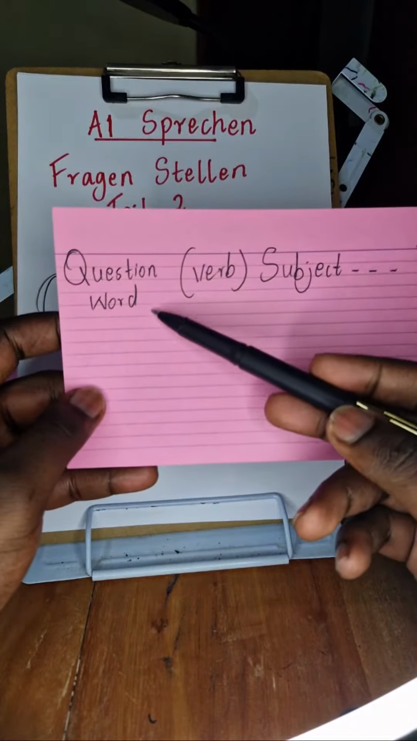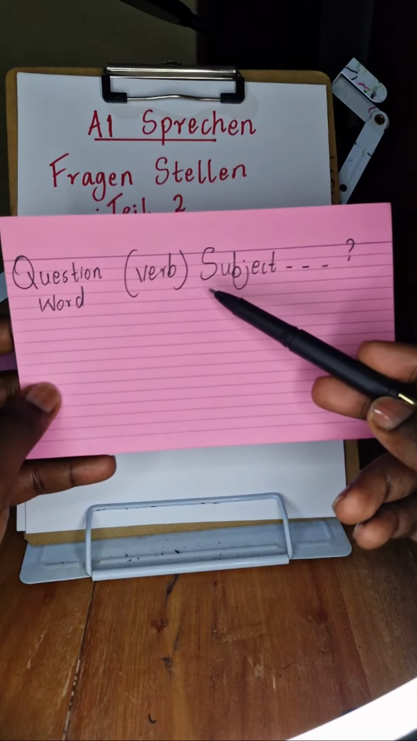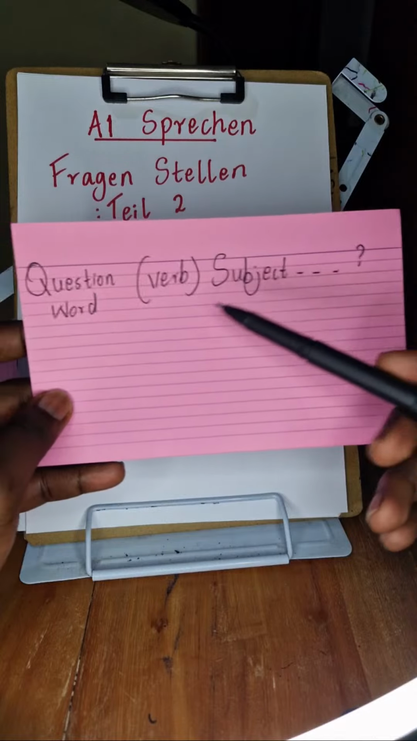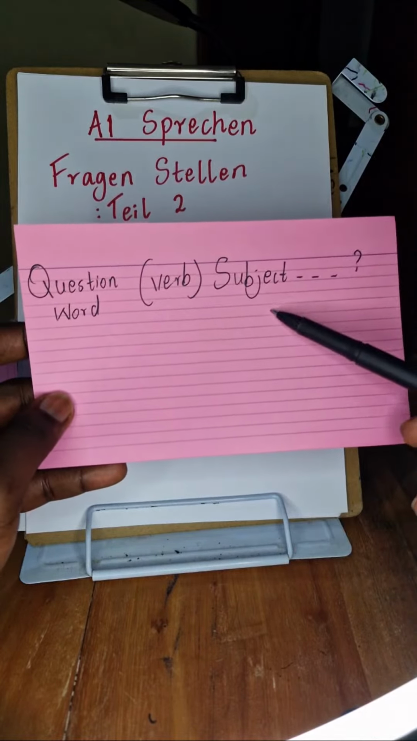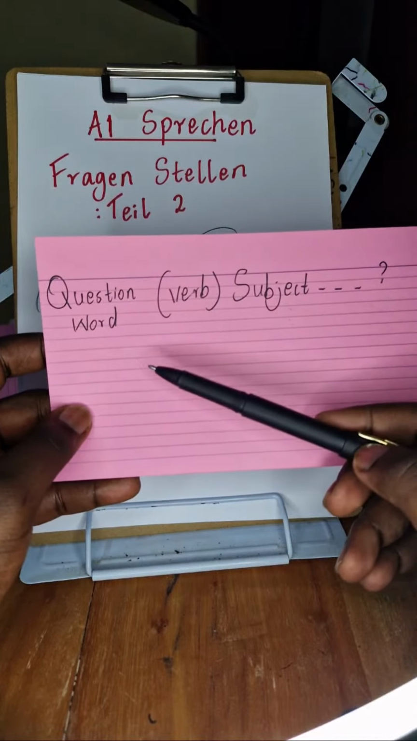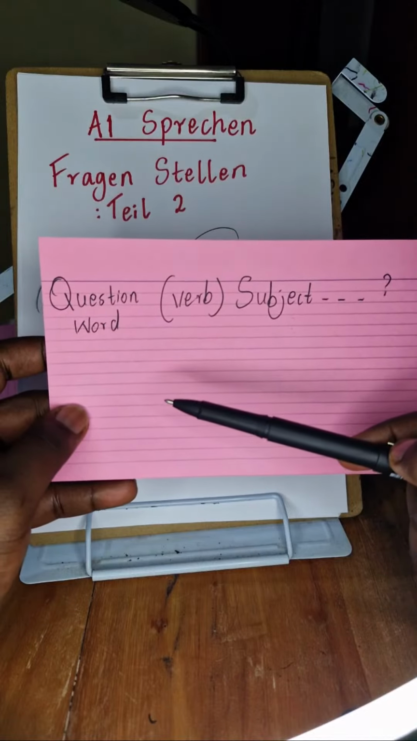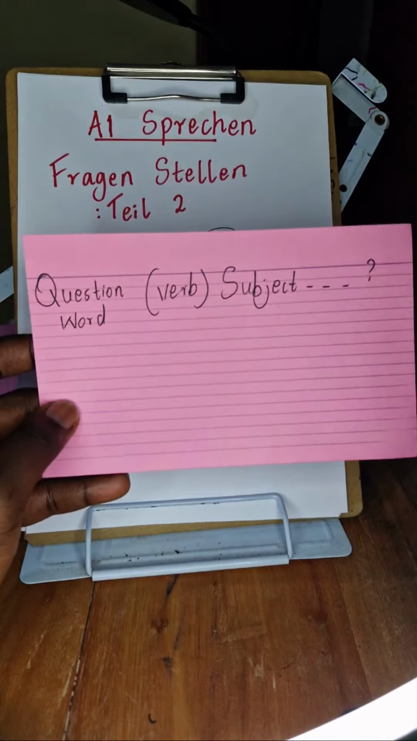So this is the structure. I begin with my question 1. I follow with my verb. And then I put my subject. Okay. Question 1, verb, subject. Now, when I'm talking about question 1, I'm referring to the things like wo, was, wie, etc. So let's take some examples. You are also free to send some examples from your angle.